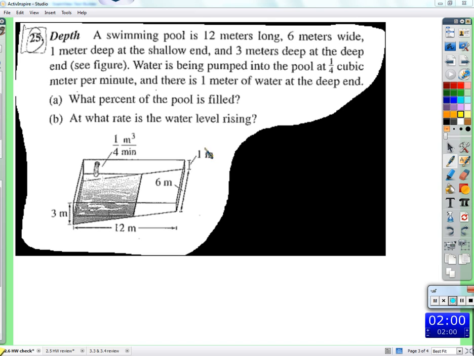Okay. So we want to know what percent of the pool is filled. Okay, that's a volume question, right? So we take the partial volume over the total volume, right? That's percentage times 100. That's percentage. Agreed. Okay. So we need to find the partial volume and the total volume of the entire pool. So let's look at the partial. How do we calculate that?